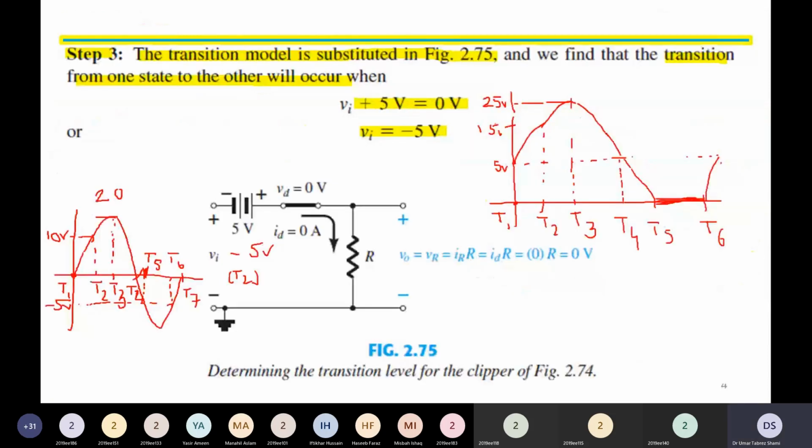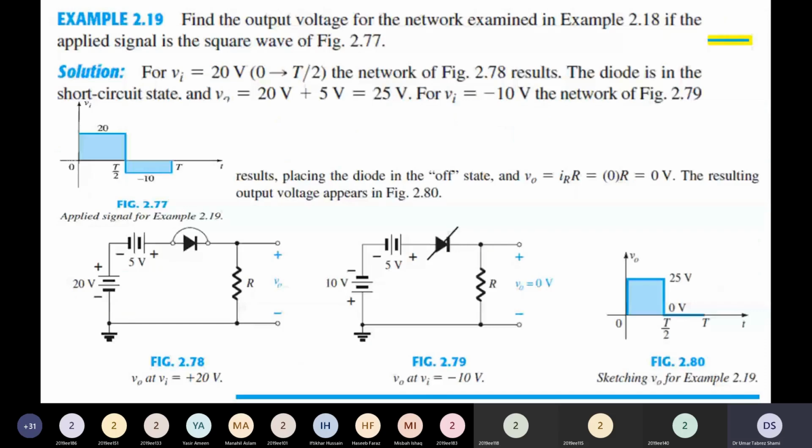ठीक है. So after this we will come to another example. This is example number 2.19. Find the output voltage of the network explained in example 2.18 if the applied signal is the square wave of figure 2.7.